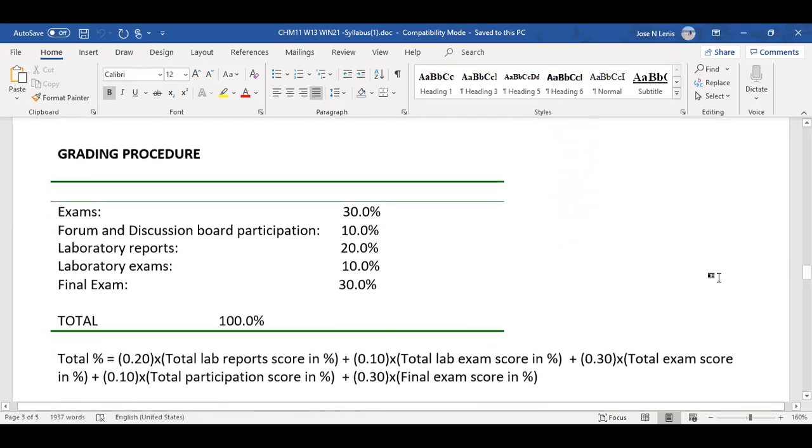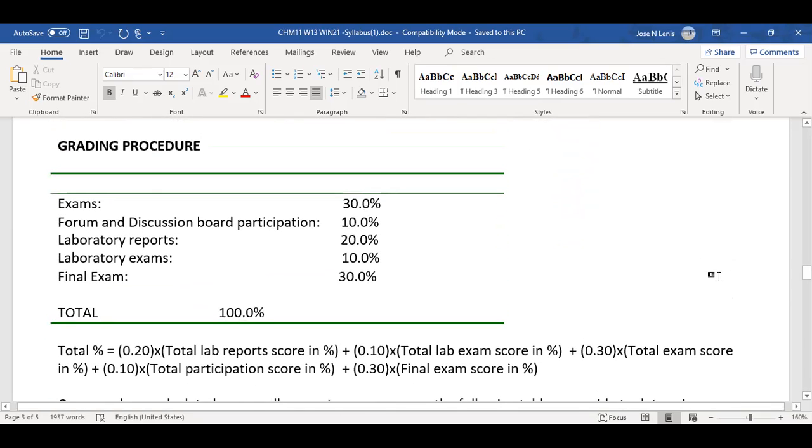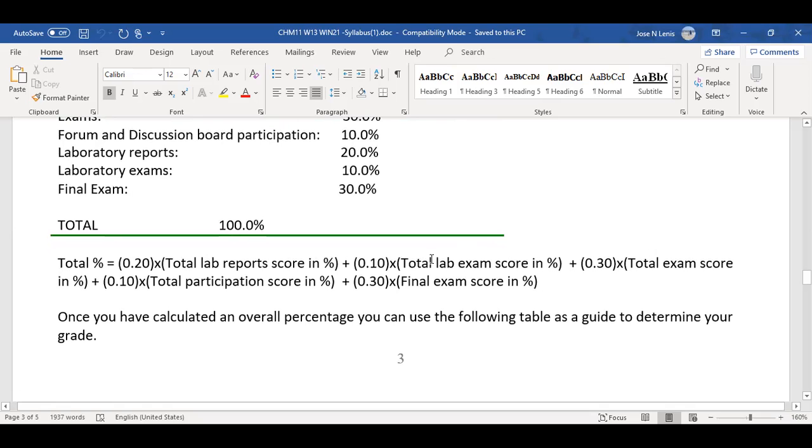All right, grading. The grading is very simple. Exams, we have 3 exams, that's 30%. Discussion participation is going to be 10%, all right? So that totals 40%. Lab reports 20%, lab exams 10%, and final exam 30%. And here is how to make the calculation.